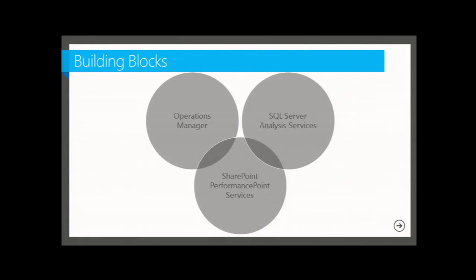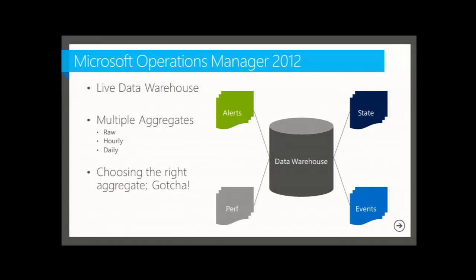So the key components of these 3 building blocks: Ops Manager is collecting, as I mentioned, Analysis Services comes together for the analysis and the forecasting, and then the publishing is with SharePoint PerformancePoint. The Operations Manager data warehouse is where the data is stored. So Cameron, maybe you could tell me where is the best place to pull off information?